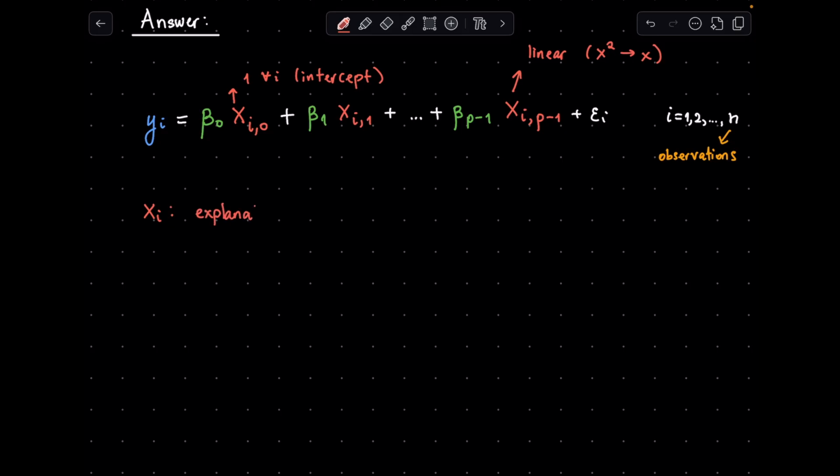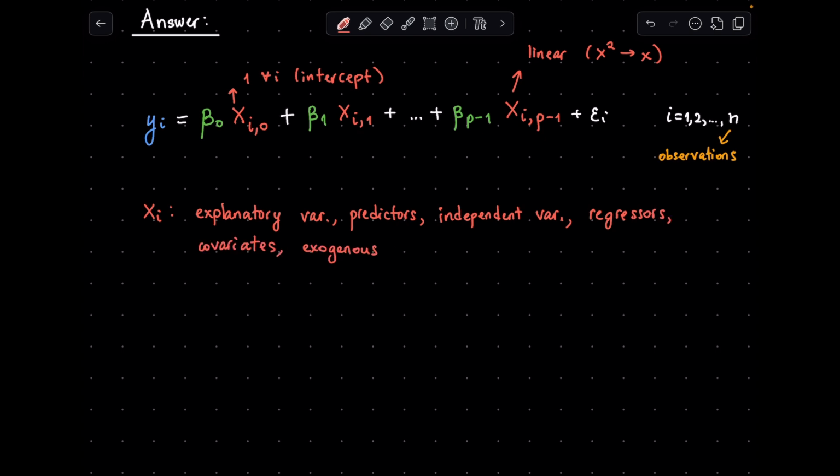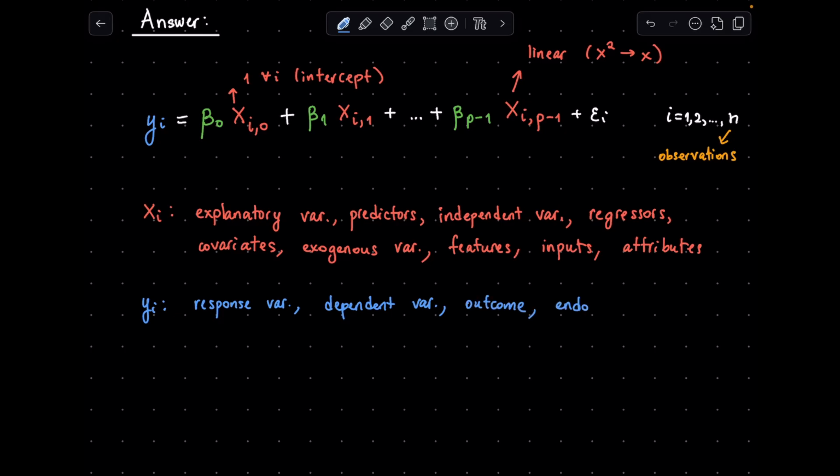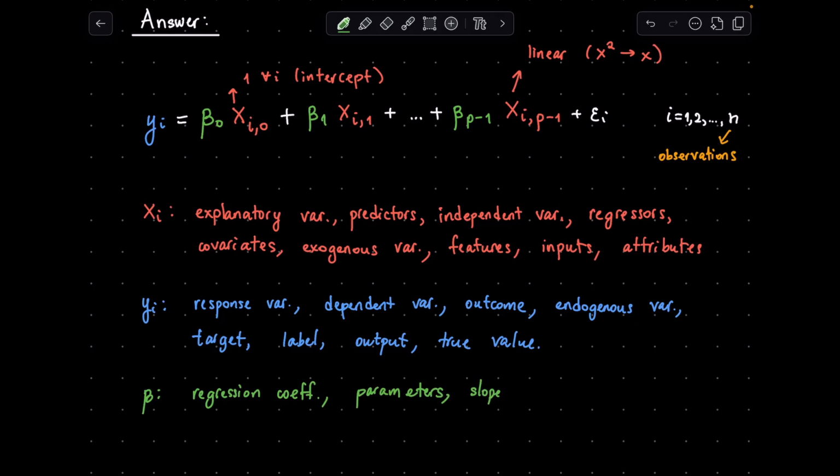The x might be called explanatory variables, predictors, independent variables, regressors, covariates, exogenous variables, features, inputs, or attributes. The yi's could be called response variable, dependent variable, outcome, endogenous variable, target, label, output, or true value. The betas might be called regression coefficients, parameters, slope coefficients, or model weights. And finally, the epsilon could be called error term, noise, or residual.